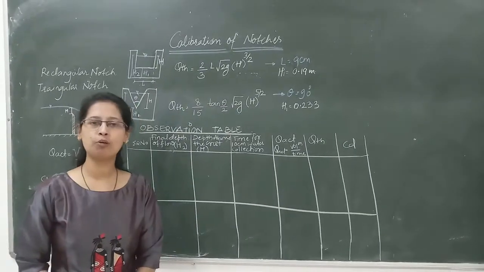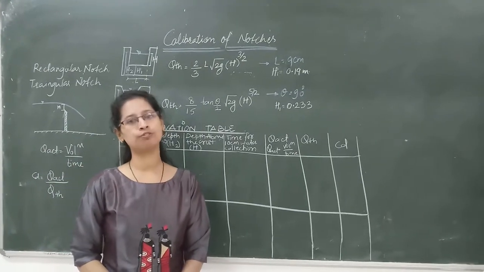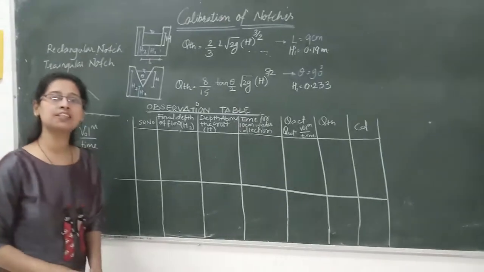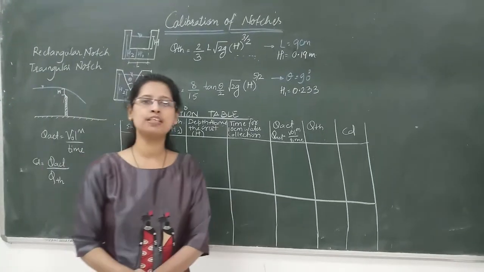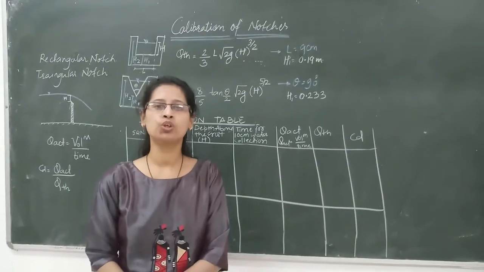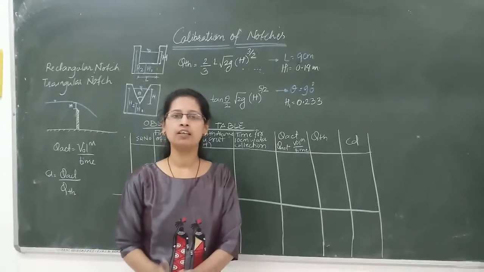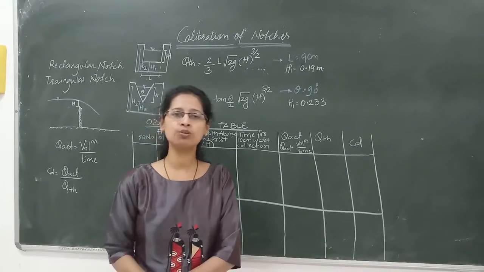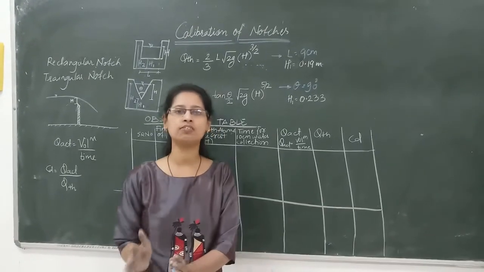So today we will be performing an experiment on calibration of notches, which is a topic in fluid mechanics. Let us first understand what is a notch. A notch is a device which is used to measure the discharge flowing through an open channel. There are different types of notches, such as rectangular notch and triangular notch, depending on the shape of the notch. We are going to study the rectangular notch as well as the triangular notch.